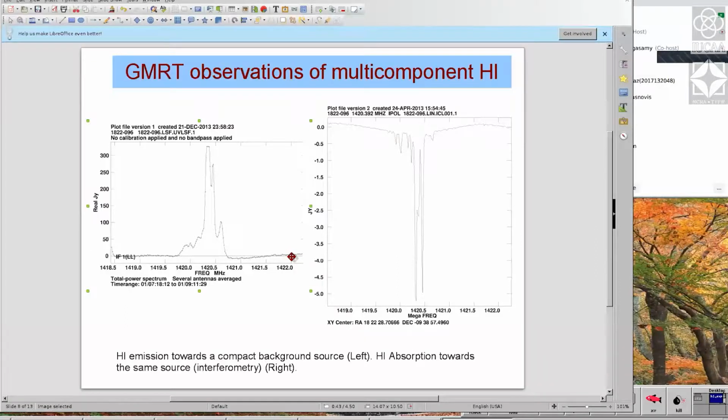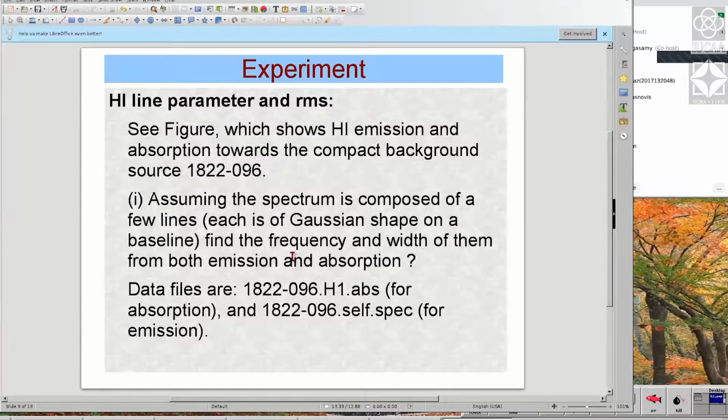So what we are going to do is that, assuming this is composed of a few lines, find the frequency and width of each one of them from both emission and absorption. Now, the data file name you don't have to memorize here. Each of these data files are ASCII files, which will have a column giving you the frequency, the first column I believe.